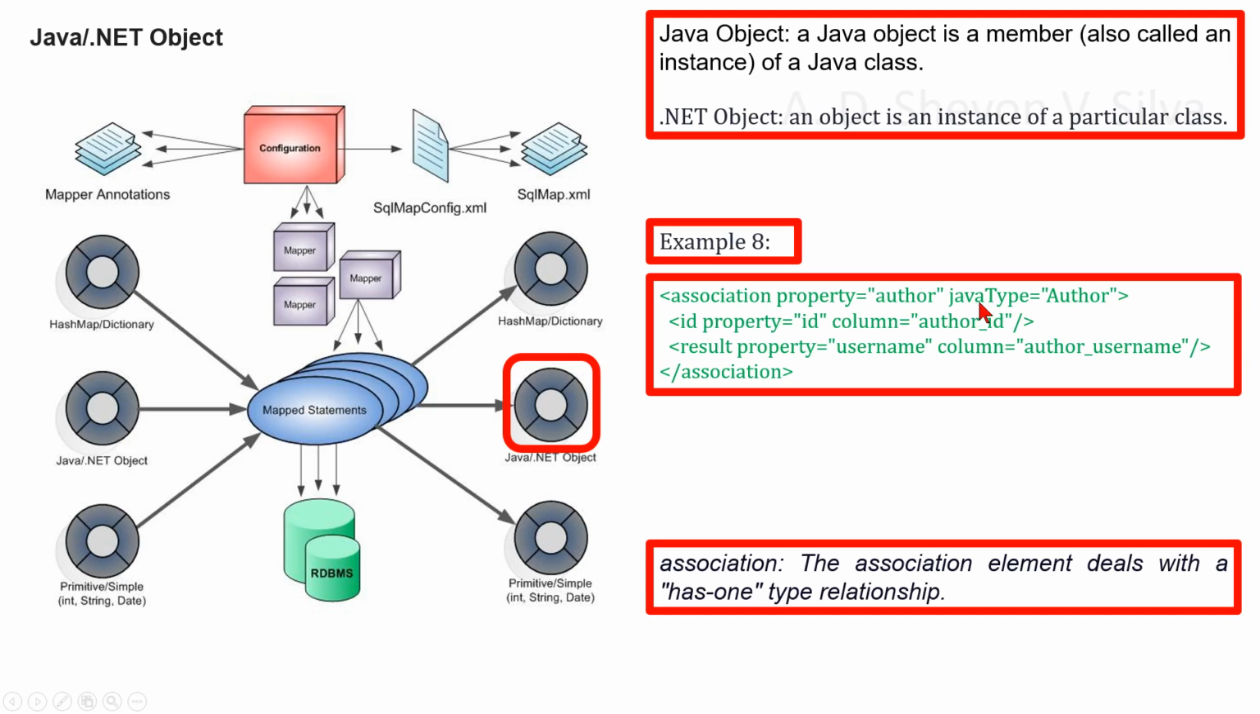Java type: fully qualified Java class name or type alias. MyBatis can usually figure out the type if you are mapping to a Java bean. However, if you are mapping to a hash map, then you should specify the Java type explicitly to ensure the desired behavior.